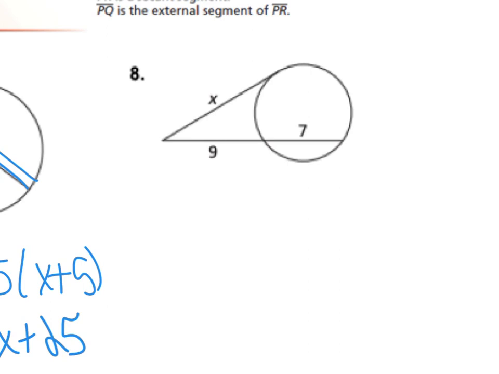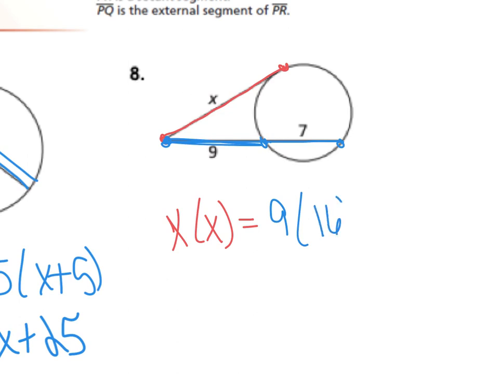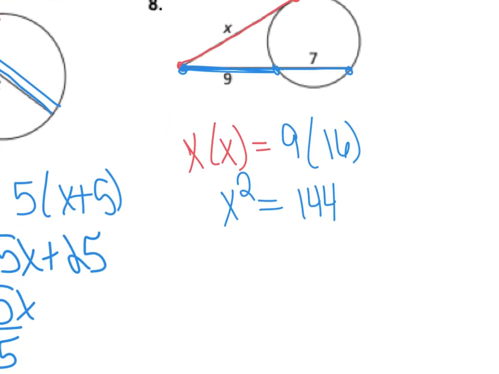Okay, so let's try another one here. Here's our tangent that goes from here to here. The outside part is x, and the whole thing is also x. With our secant, our outside part is 9. Our whole part is 9 plus 7, which is 16. So x times x is x squared. 9 times 16 is 144. We don't want x squared, we want x, so I'm going to take the square root of both sides, and we get x equals 12.